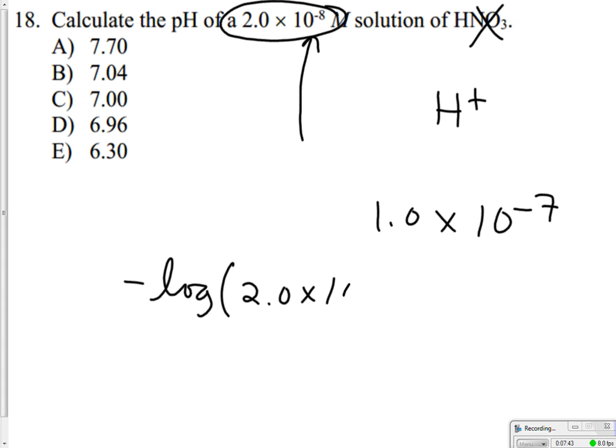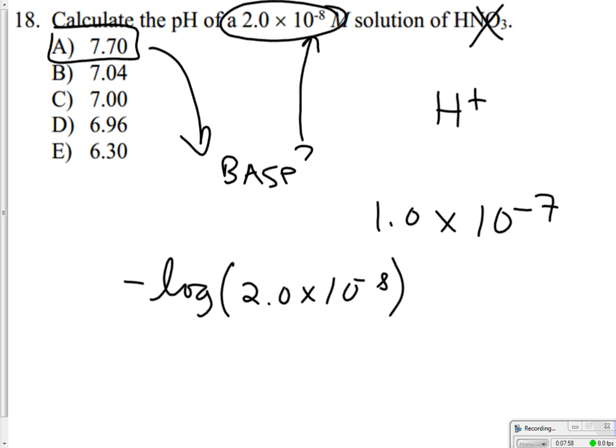So all I would do is take 2.0 times 10 to the negative 8, take the log, boom, and it comes out as 7.70. That doesn't make sense though, because that's the pH of a base. So the problem is the testing program, when it generated this, the number's bad.